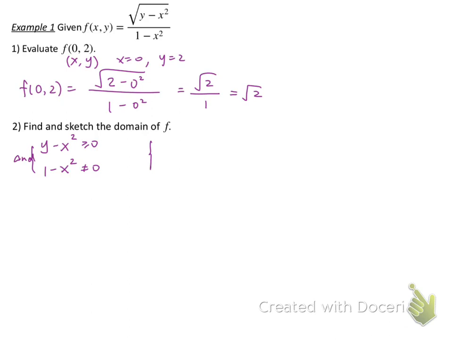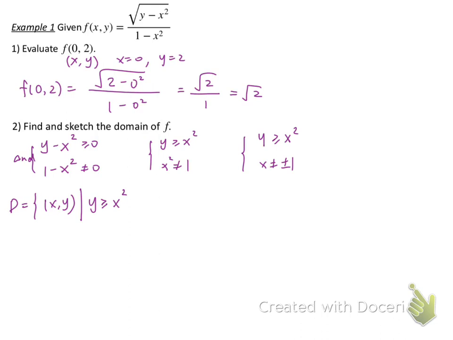So y minus x squared is greater than or equal to 0. That means y is greater than or equal to x squared. And 1 minus x squared is not equal to 0, which means x squared is not 1, so x is not positive or negative 1. Putting these two conditions together in set notation, the domain is the set of pairs of real numbers x, y such that y is greater than or equal to x squared, and, comma means and, x is not equal to plus or minus 1. This is the domain.